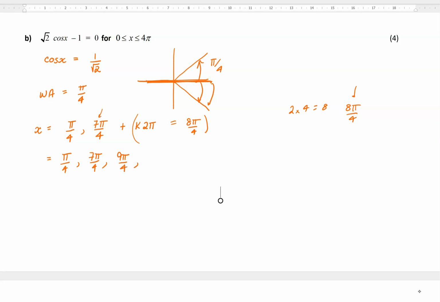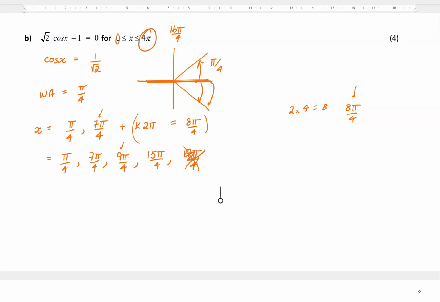And then I add the same thing to this one. So 7 plus 8 is 15 pi on 4. And then I add it to this one. And I just keep on going and going, right? But I cannot go for longer than 4 pi. And this is clearly above 4 pi because 16 pi on 4 will give me 4 pi, so I stop.